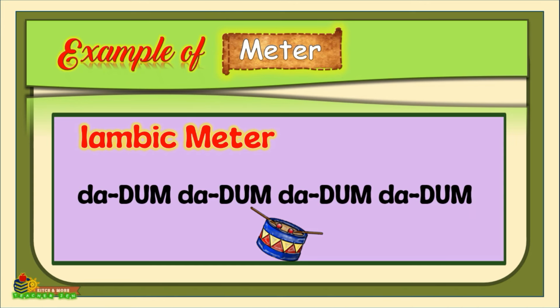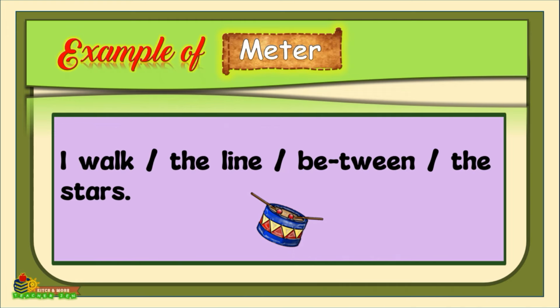One of the most common types of meter is called iambic meter. This is when the pattern goes da-dum, unstressed, then stressed, like a heartbeat. Here's an example. I walk the line between the stars. Now try clapping with me to the beat.